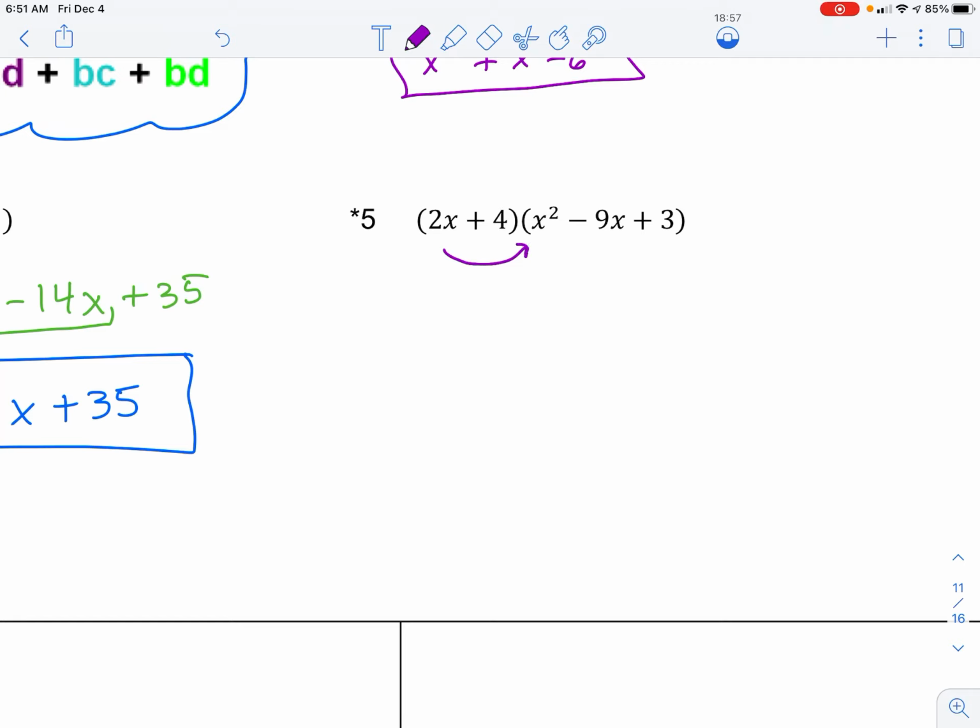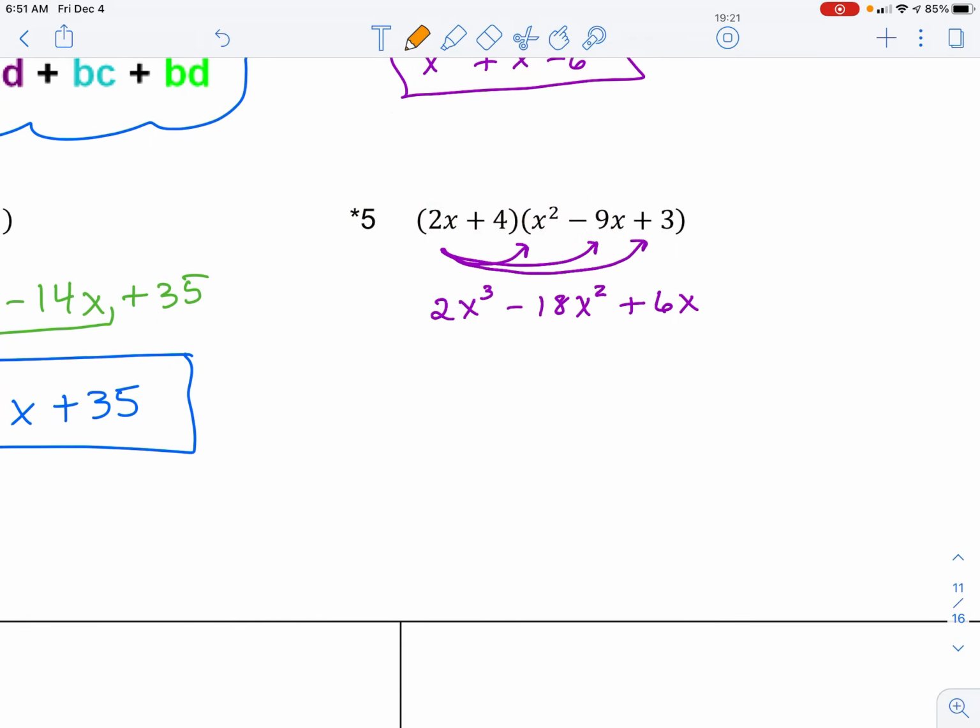So 2x times x squared is 2x to the 3rd power. 2x times the negative 9 is minus 18x squared. Actually, it's 9x, excuse me, I didn't say that. 2x times the negative 9x is negative 18x squared. Take the 2x and multiply it with the positive 3, you get plus 6x.